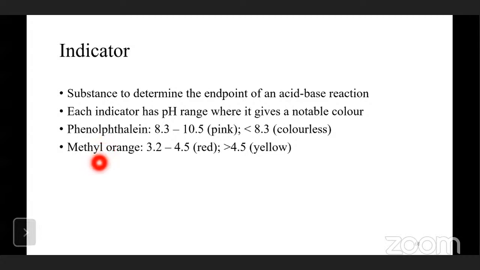For methyl orange, the pH range where it can function properly is 3.2 to 4.5, and there the color will be red. But if the pH is more than that, then the color can change to yellow. You may observe some yellowish color in that medium.